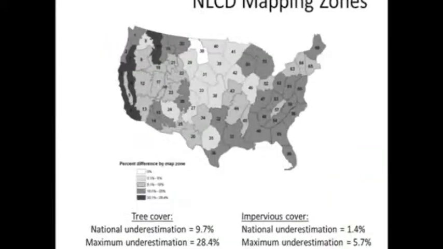Again, they did divide up the country into mapping zones, but as Dave Nowak and his crew out of Syracuse have shown, there is known underestimation for both tree cover and impervious cover. Within each of these zones, they've come up with adjustment factors, which allow you to get an idea of the degree to which the canopy cover, for example, is off. Nationally, it's underestimated by about 10%. In some areas out west, it's pretty high.